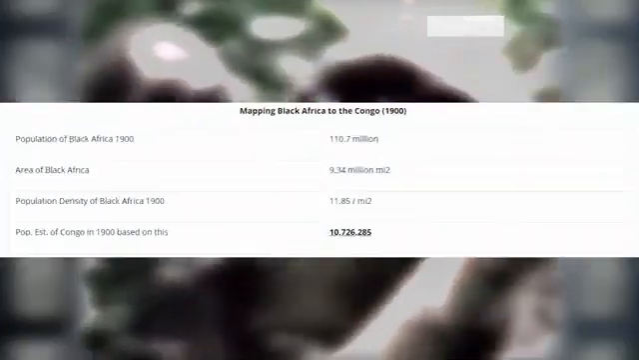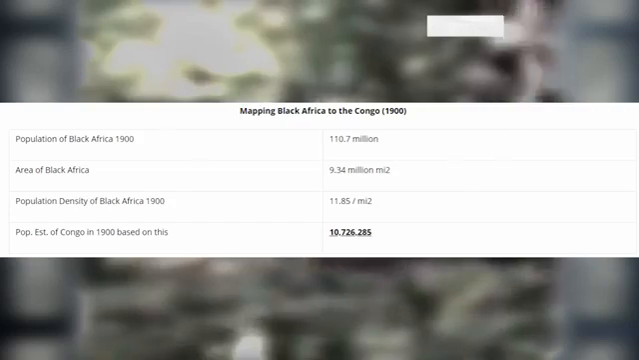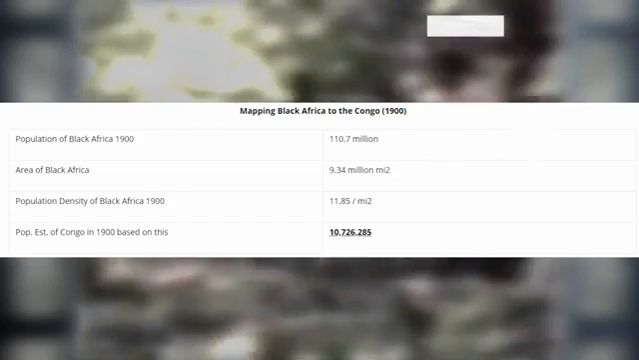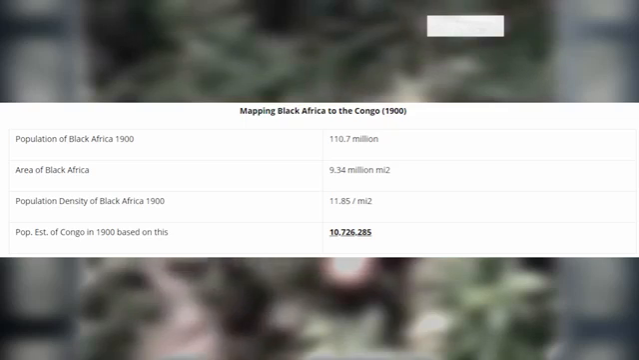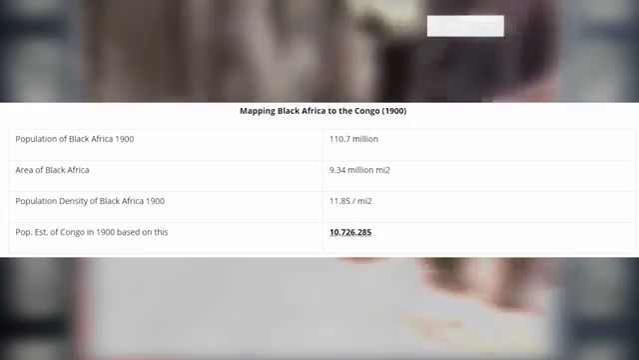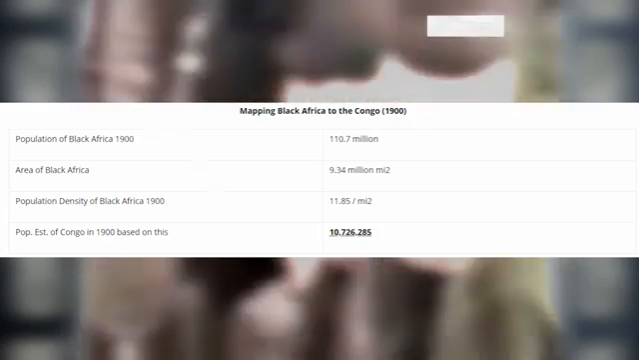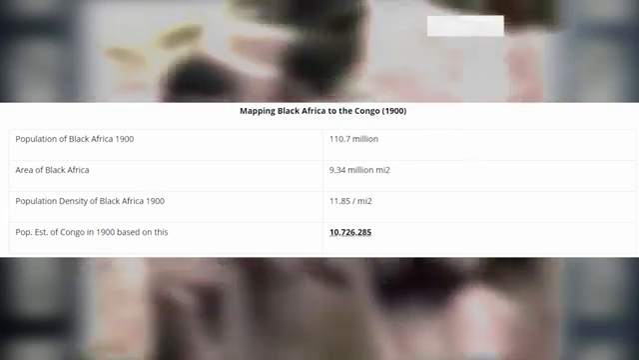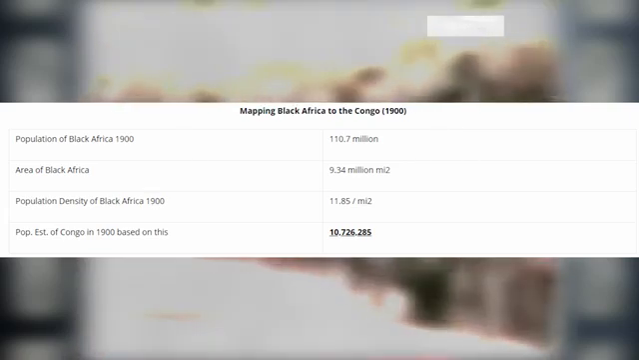For the year 1900, we can infer the population of Black Africa by subtracting both the population and landmass of North Africa, Egypt, Libya, Tunisia, Algeria, Morocco, from Africa, and mapping the population density of the remaining population of all of Africa onto the Congo. And when we do that, we get a slightly higher estimate of 10.726 million.